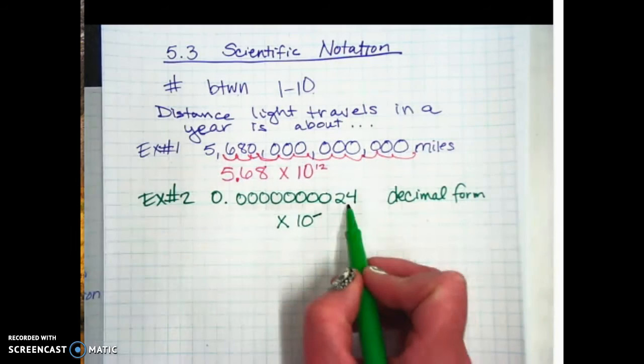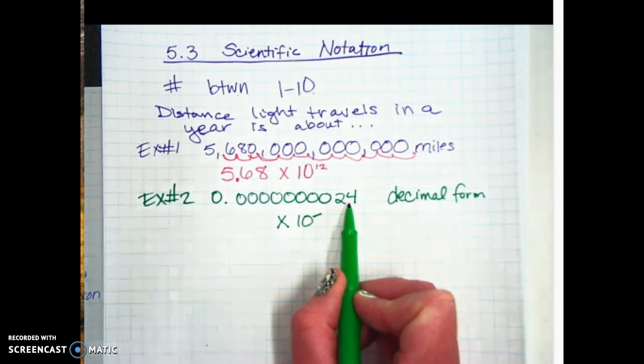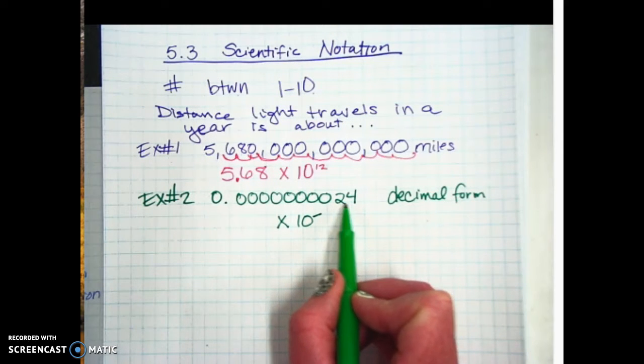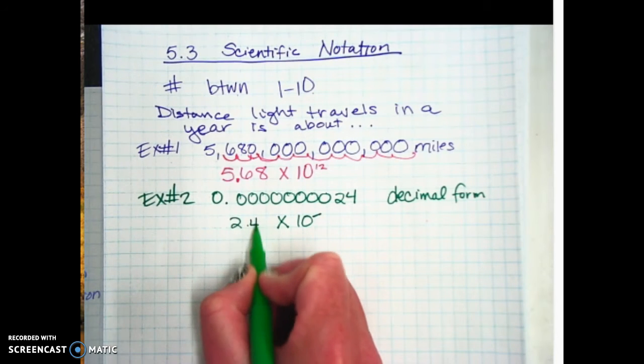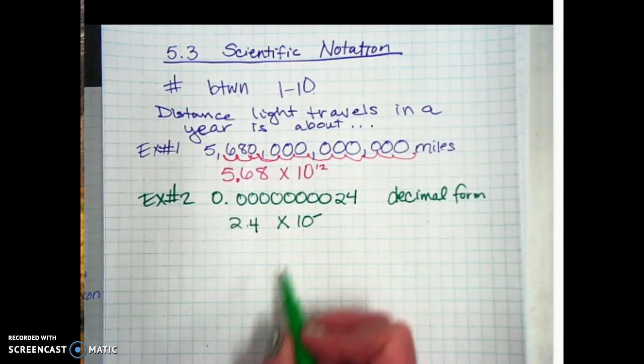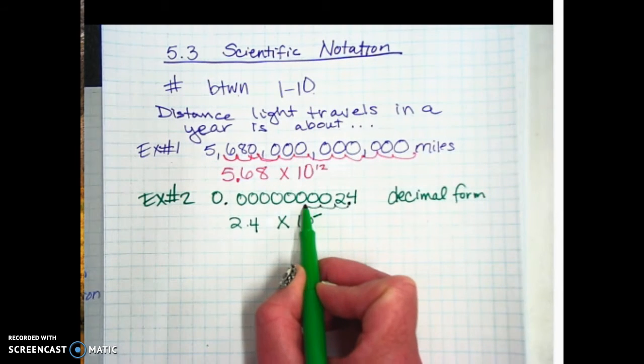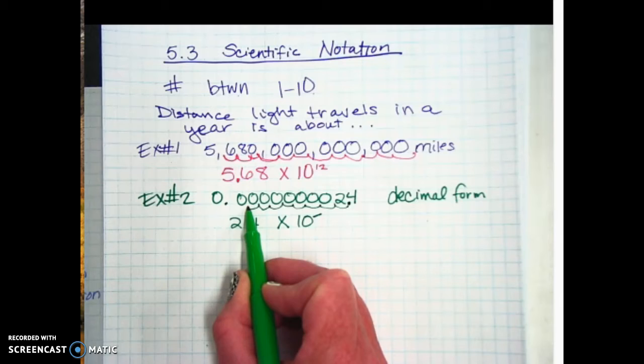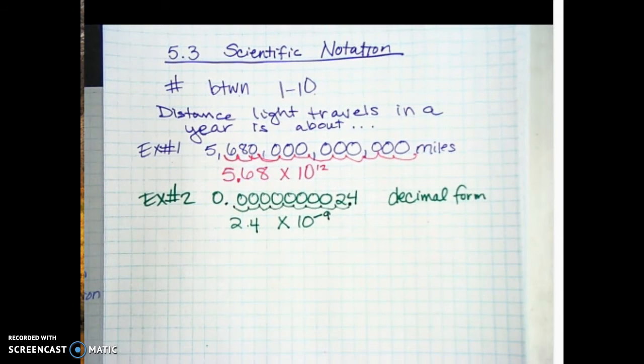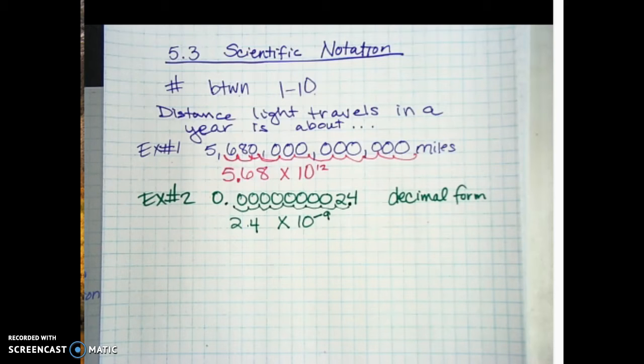Okay? So let's see. We need to put the decimal between 2 numbers that make the number in front of the decimal between 1 and 10. So it's going to be between the 2 and the 4, right? So it's going to be 2.4, and then we need to count how many spaces it moves. 1, 2, 3, 4, 5, 6, 7, 8, 9. Now, these are pretty easy, but if you're counting and you lose track, you might mess this up by 1 or 2 in either direction. So just be careful, all right?